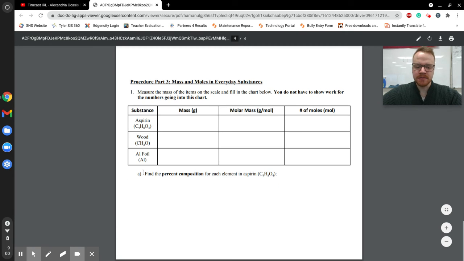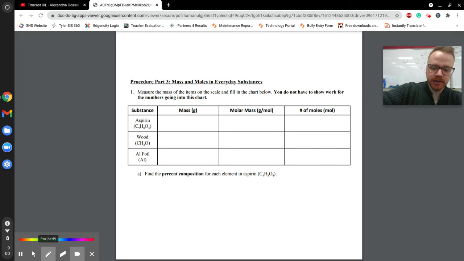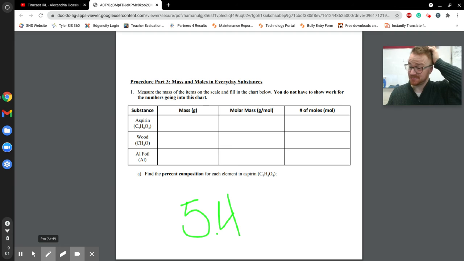Okay. And then finally on A, and I know that seems kind of strange that just the one question is specifically just for the aspirin, but find the percent composition for aspirin in A. Okay, and that's going to be what we just went over not too long ago. That's going to be 5.4. Those are the notes you should use in order to find that.